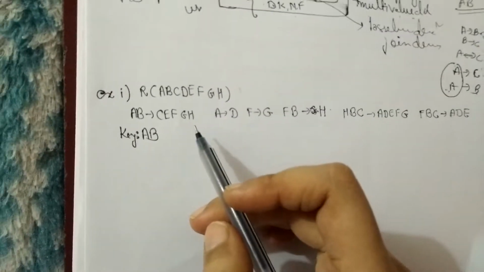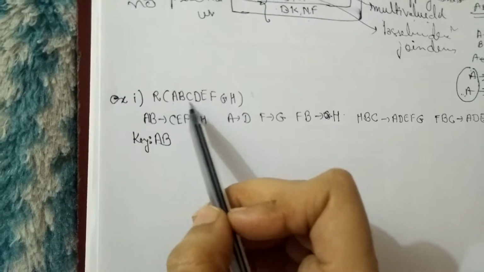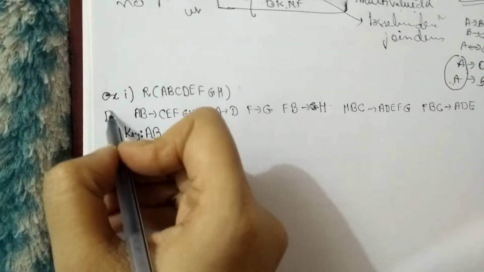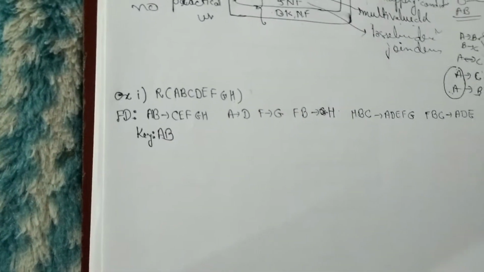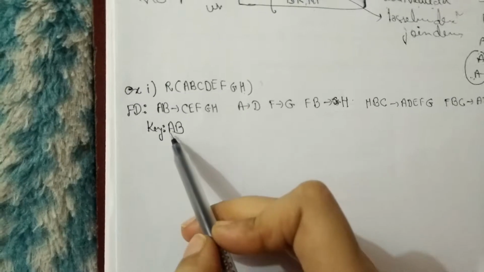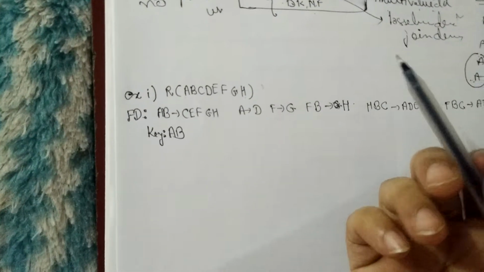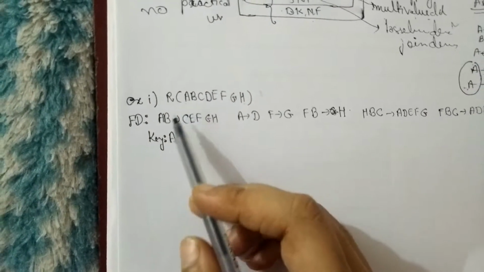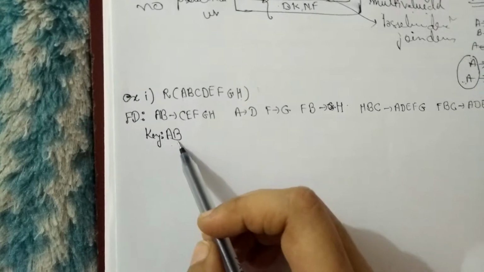Now let us take an example. The relation is given on the attributes A, B, C, D, E, F, G, H, and the functional dependencies are also given. Here the key is already given, or you can find the key by using the closure set of attributes, as we have seen in previous videos. So here we have already found the key, that is AB.